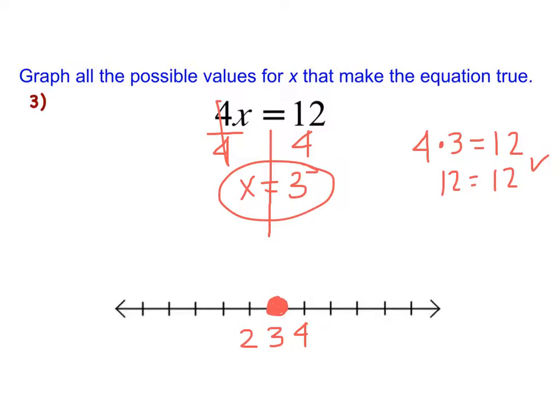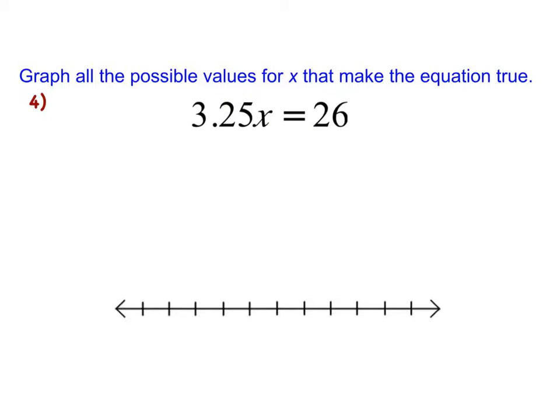All right, so I divided both sides by 4, so I got x equals 3. I plugged that back into my original equation for the check. 4 times 3 is 12, so both sides are equal, so I know that this makes my equation true. To graph, I put 3 in the middle, I included 2 other numbers on my number line, and I put a dot over 3 to indicate that this is the value that makes the equation true.